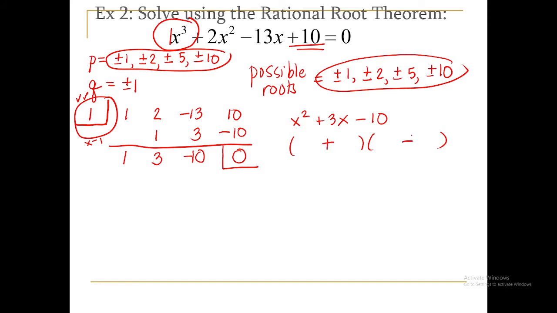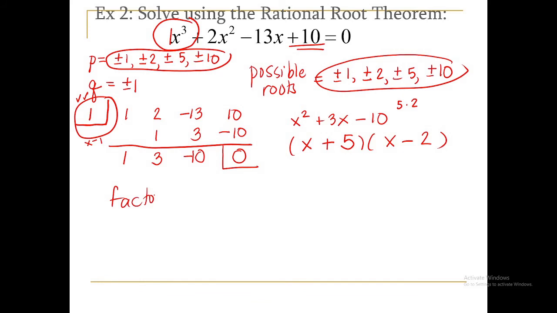Positive, negative. 2 and 5, sir. 2 and 5. Correct. Which one is positive and which one is negative? The 5 is positive, sir. Negative 2. Very good. Positive 5, negative 2 to get a positive 3. So let's write our factors now.